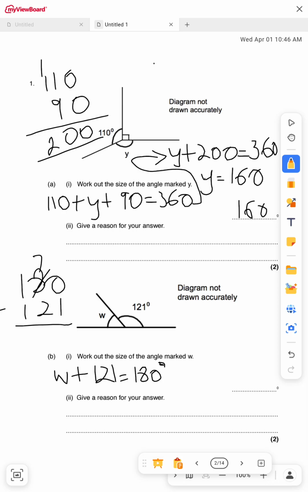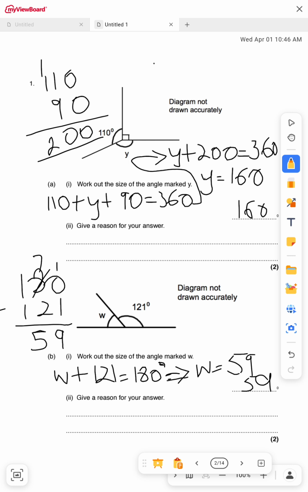Now what do I get? Can I subtract 1 from 0? No. So I will borrow. And what is 10 minus 1, which is 9. 7 minus 2 is 5. So it is 59. So W is equal to 59. So the answer is 59 degrees.